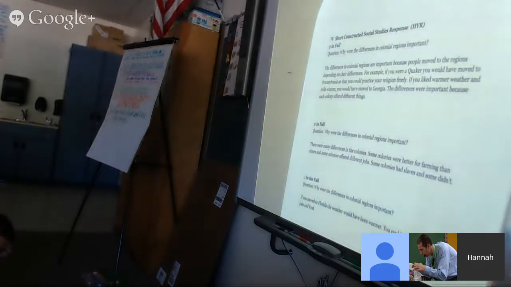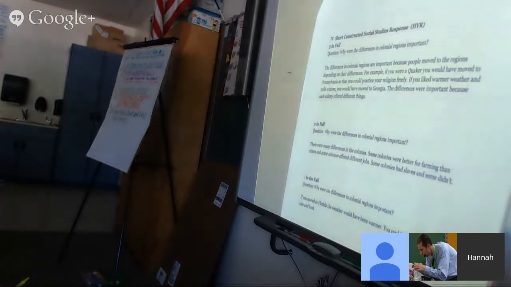The differences in colonial regions are important because people moved to the regions depending on their differences. For example, if you were a Quaker, you would have moved to Pennsylvania so that you could practice your religion freely. If you liked warmer weather and mild winters, you would have moved to Georgia. The differences were important because each colony offered different things.